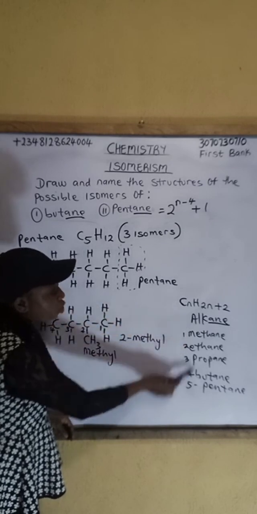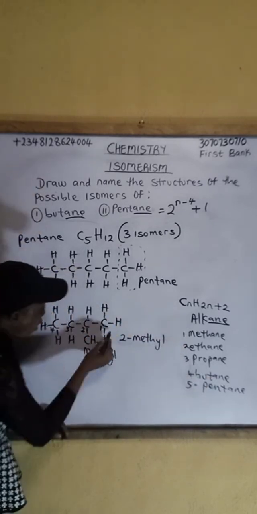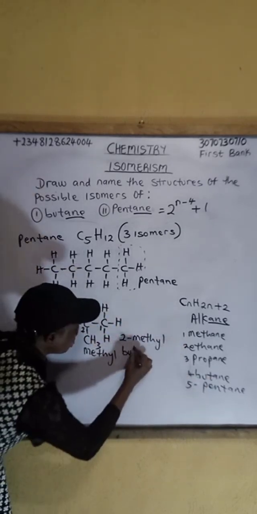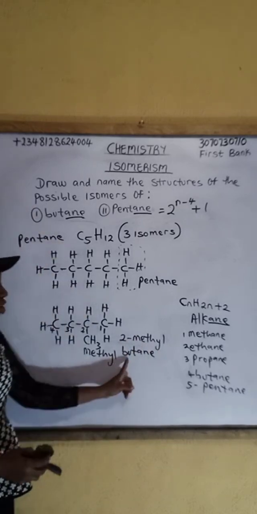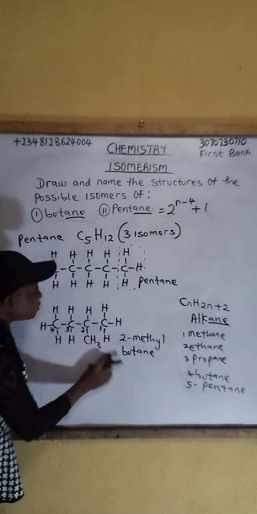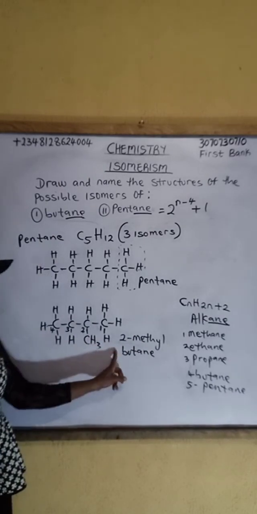Number 4 member of what? Of alkane, which is butane. So our root hydrocarbon is butane. So that is the name of the what? Of the second isomer. So we have derived the second isomer.